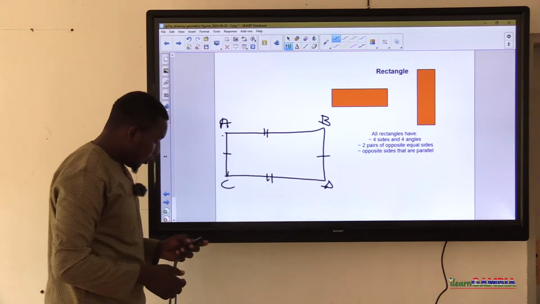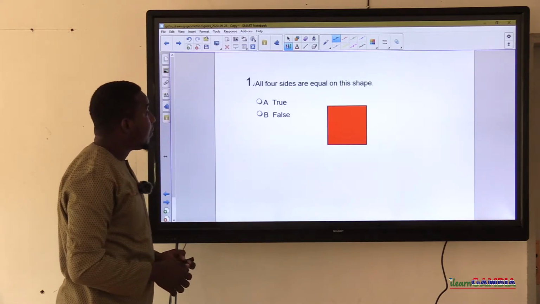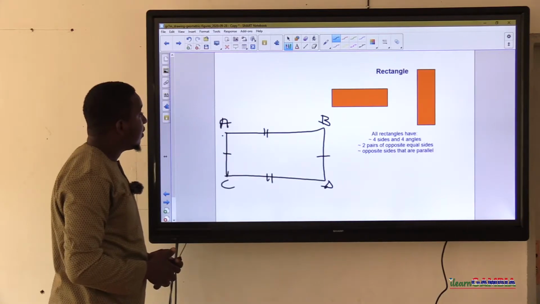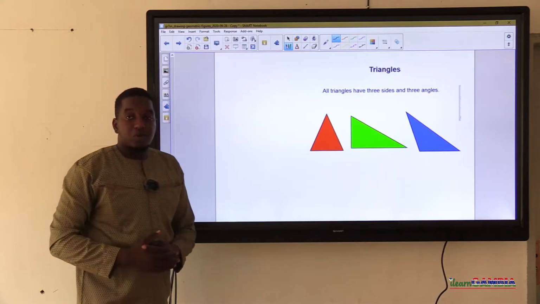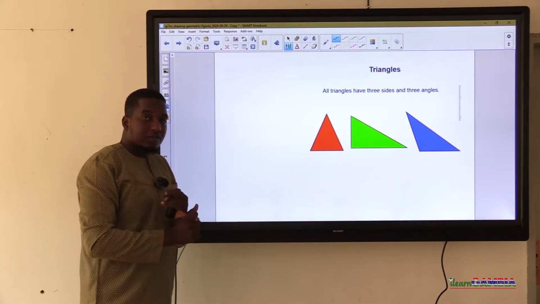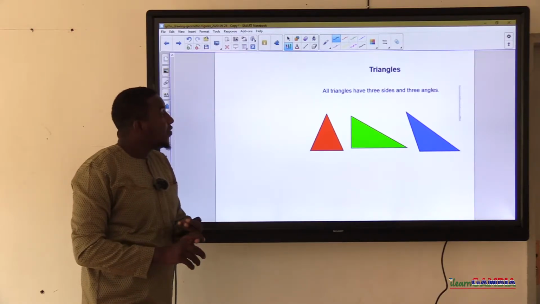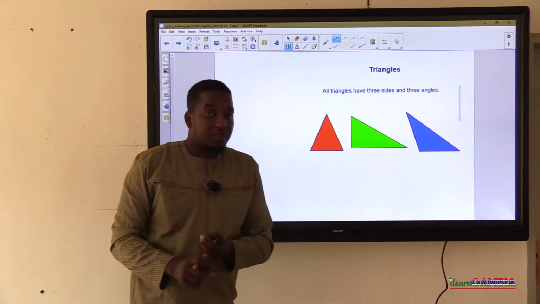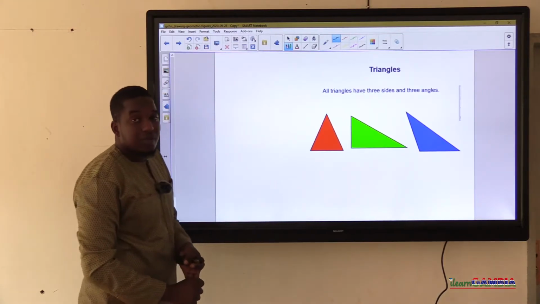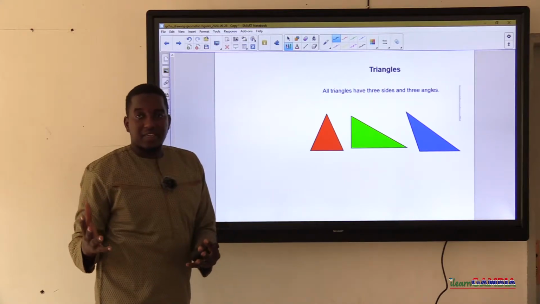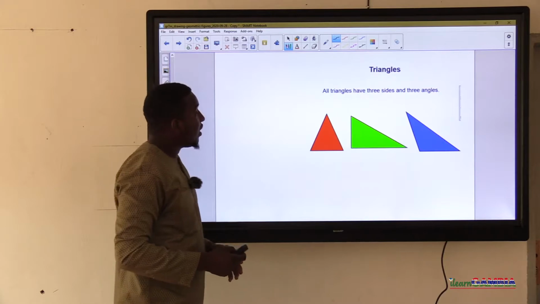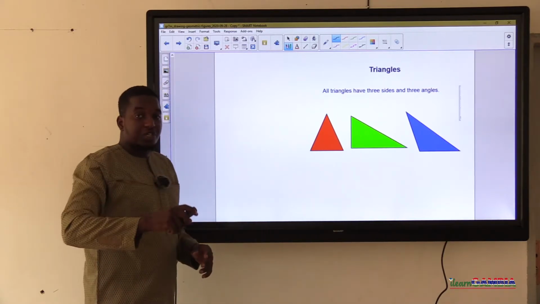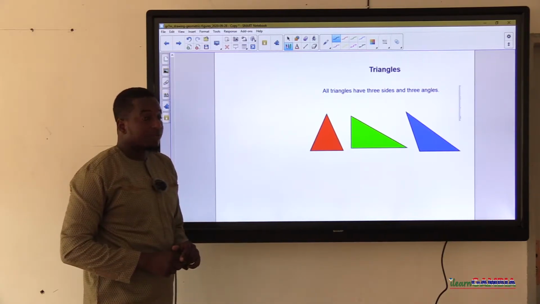Then we look at the other one. Remember, we are to discuss 3. We look at triangles. We've looked at squares. We've looked at rectangles. Now we want to look at triangles. How do we identify triangles in our society? When we see triangles, how are we able to tell that this particular shape is a triangle?